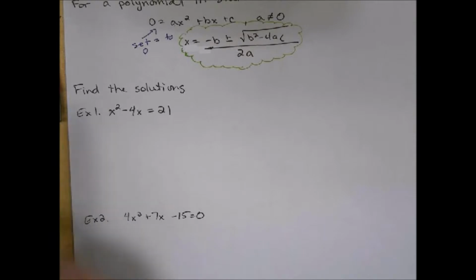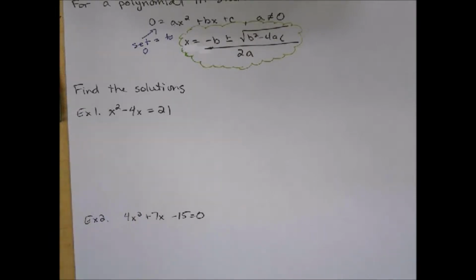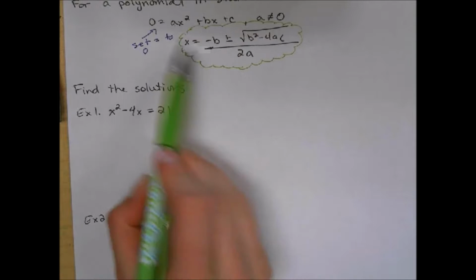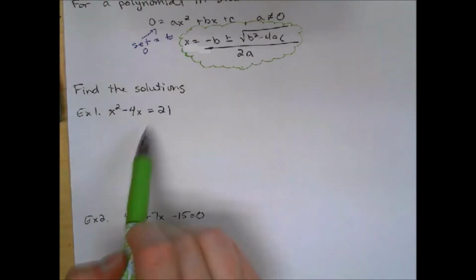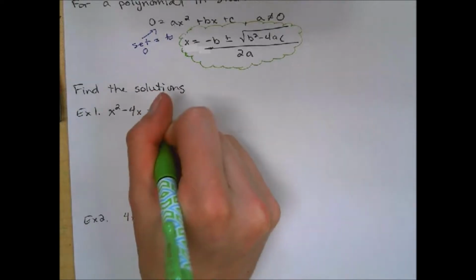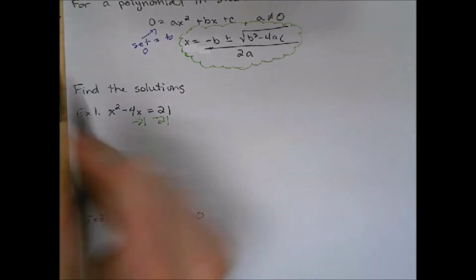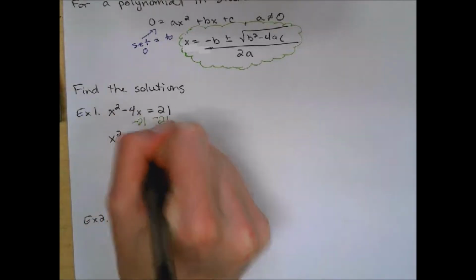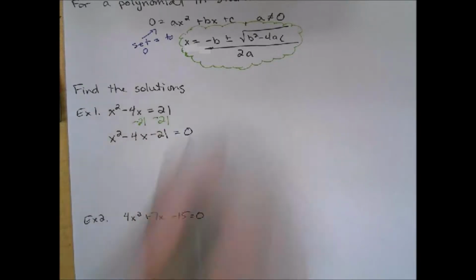Our directions are to find the solutions. Let's look at this one. Something to note and always ask is, are we set equal to 0? And here we are not, so we have to subtract the 21. And I get x squared minus 4x minus 21 equals 0.